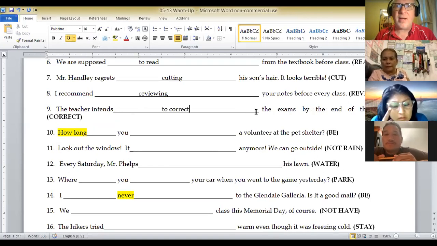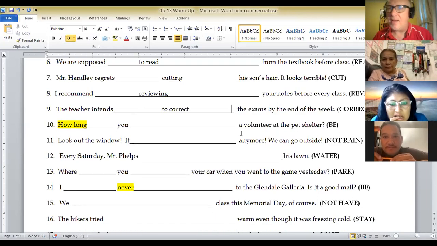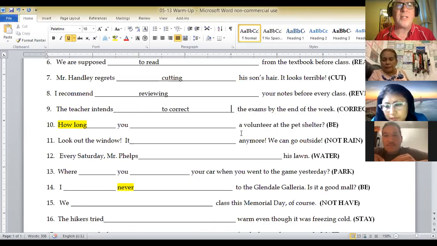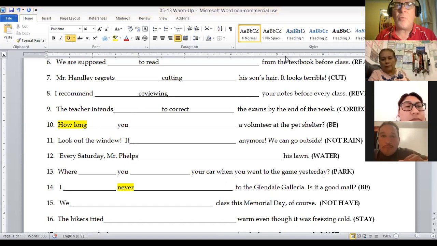The teacher intends to correct the exams by the end of the week. Yeah, if you gave me a homework assignment, I'm going to have it corrected by tomorrow, okay? So be looking for it in your email by the end of the day tomorrow. Okay. I will get it all done tomorrow. Oh, we got more people waiting. Oh my goodness. Okay. All right.